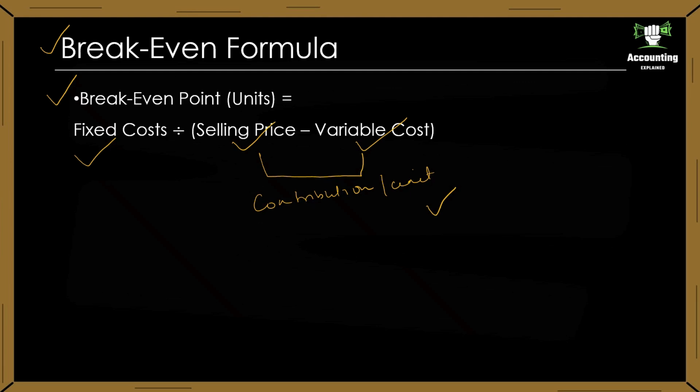This formula helps you find the exact number of units you need to sell to cover all the costs. So this is the point where there is zero profit or no loss. Beyond this point, you are going to earn profit, and below this point, there will be loss. This is in units, okay, volume.